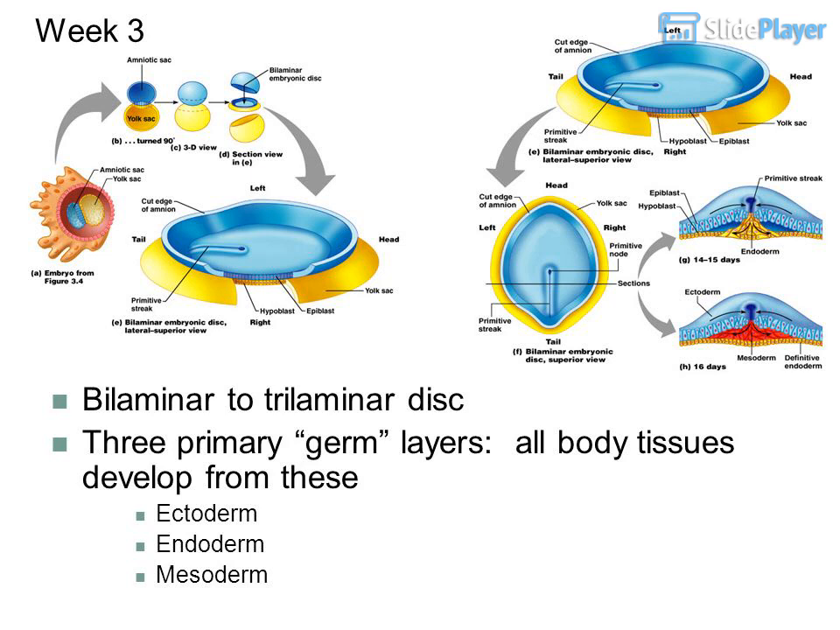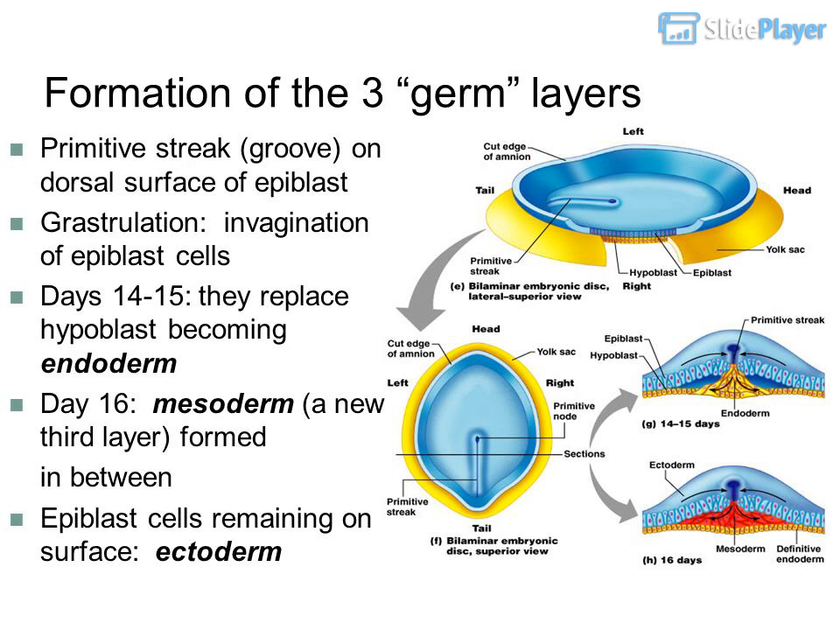Week 3. Bilaminar to trilaminar disc. 3 primary germ layers, all body tissues develop from these. Ectoderm. Endoderm. Mesoderm. Formation of the 3 germ layers.